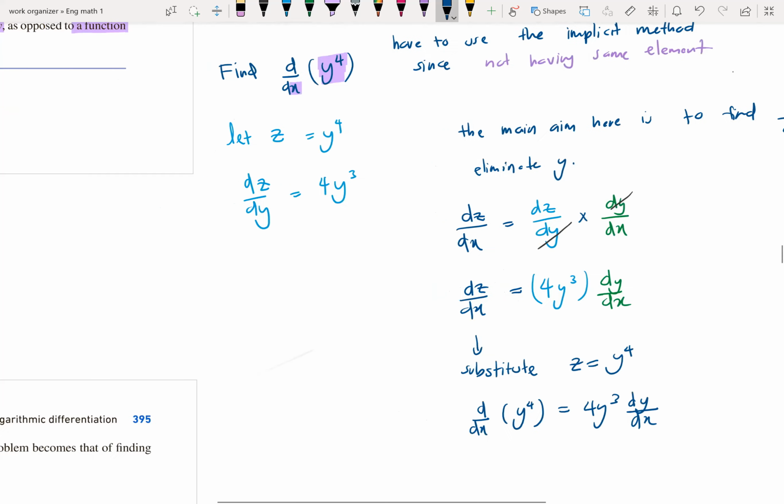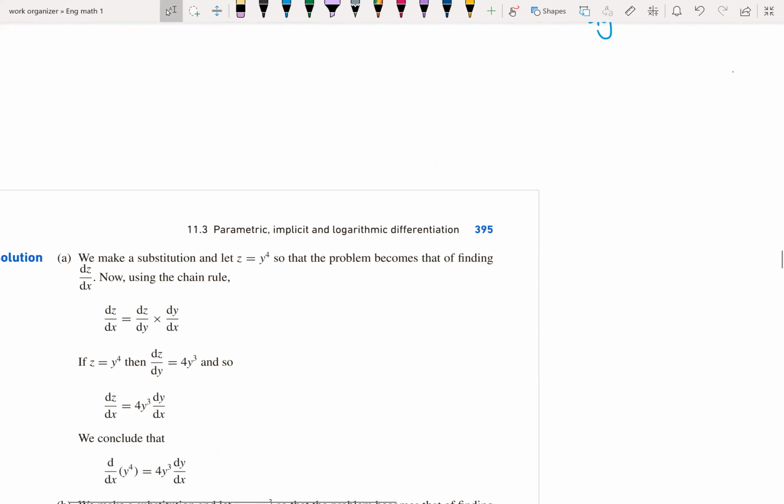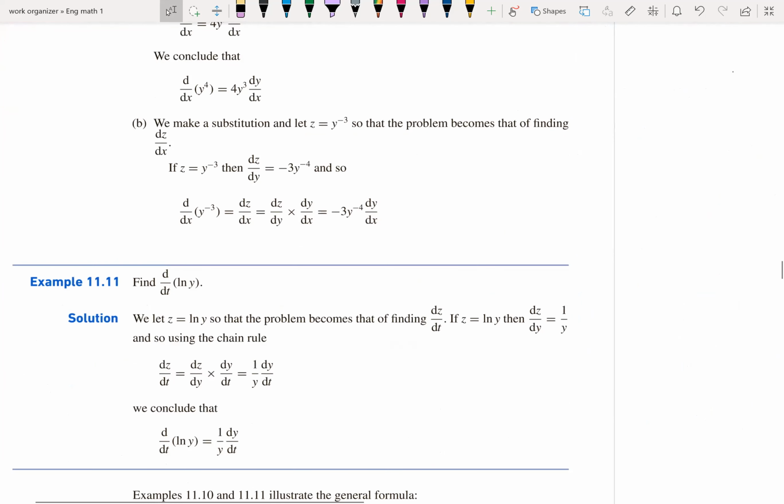Okay, next we will look at the next example, which is, I think, 11.11 here.